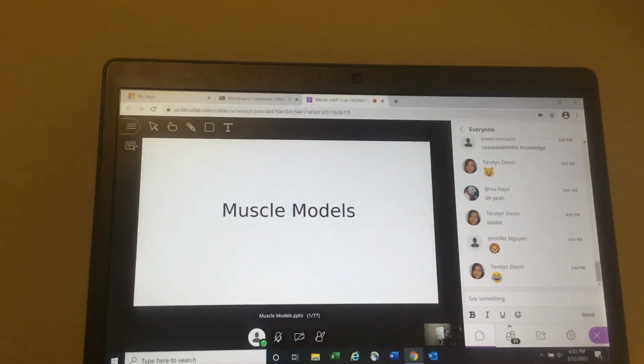Are you ready? Get your lab manuals out. Page 101. Let's do it, guys.